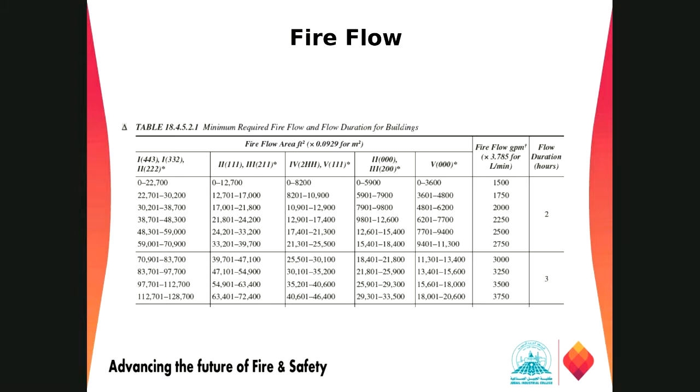Let's say, for example, in the first one here we have type 1 or type 2 construction. They have given the maximum area as 22,700 square feet. Going to the last, for type 5, they have considered a maximum limit of 3,600 square feet. So the first one is 5 times higher than this one, or maybe 7 or 8 times higher. So the higher the combustible materials, the higher the flow requirement.